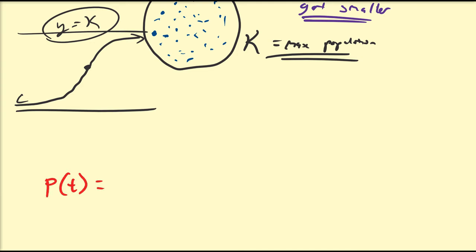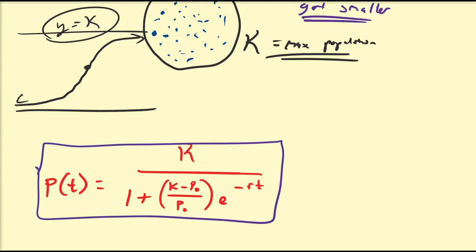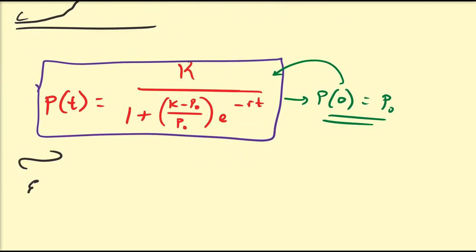But the function model is going to be P of t equals K, all divided by 1 plus (K minus P0) over P0 times e to the minus rt, right? So again, K is going to be the maximum population, P0 the initial amount at t equals 0, and r the initial growth rate. So I leave it as an exercise to show that P of 0 is actually just equal to P0 in this general model. So let's look at a particular example of how we can use this.